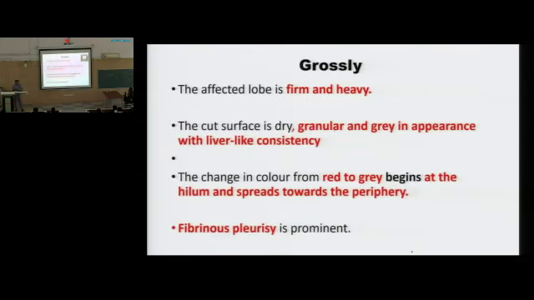So how will the lung be in grey hepatization? Again, it will be firm and heavy. The cut surface will be granular, but rather than red, it will be grayish in appearance, and it will have a liver-like consistency. The change in color from red to grey begins at the hilum and spreads towards the periphery. So in the affected lobe of the lung, the initial changes start from the hilar area and spread towards the periphery. And on the cut surface, again the pleura can have fibrinous pleurisy.